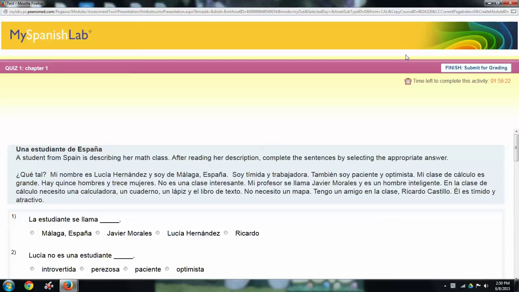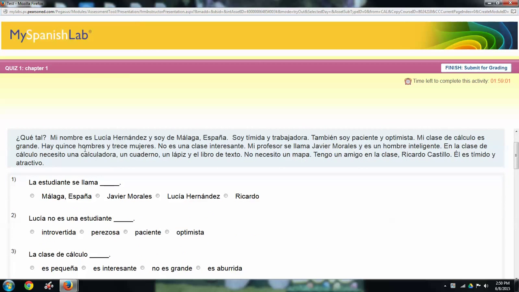Okay, so one of your classmates was asking me about our quiz and our test for this week. The quiz is a reading comprehension activity. That's what most of the quizzes are going to be. So you'll read this little paragraph about a student from Spain who's describing her math class, and after you read her description of her math class, you complete the sentences by selecting the appropriate answer.